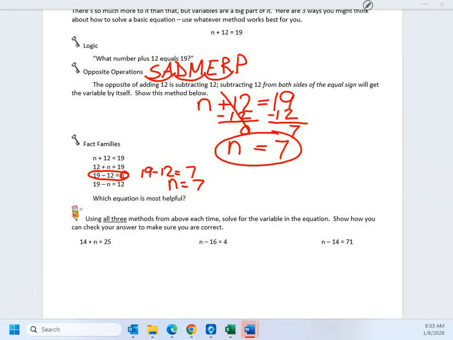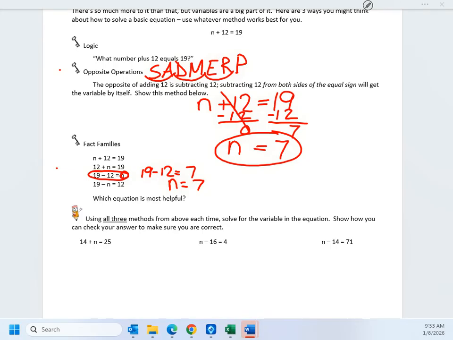You can use mental math with the logic, asking the question. Or you can use opposite operations. Now some of us might be saying, that opposite operations is a little confusing. That's okay. We're going to be working with it every day. It's going to click. So if it doesn't click today, use one of our other methods and it will start to click as we go through it more and more.